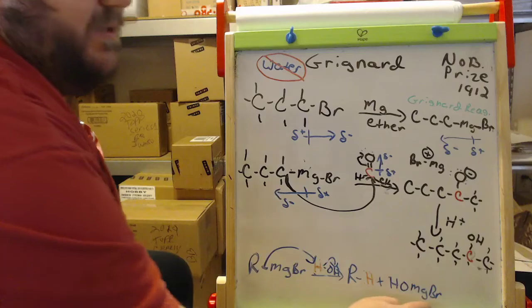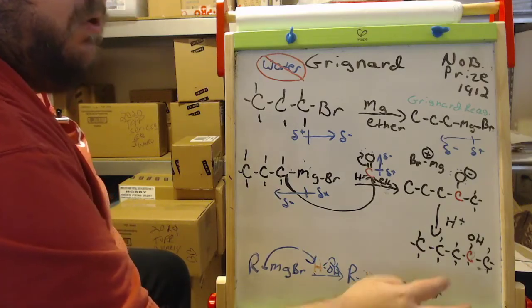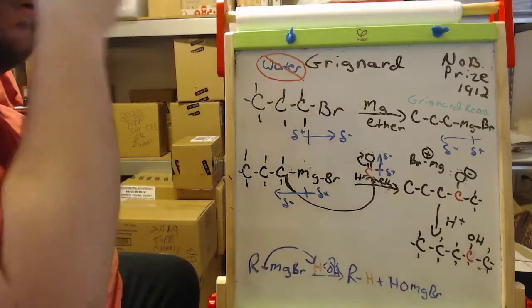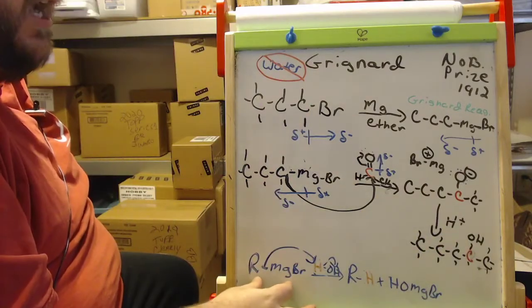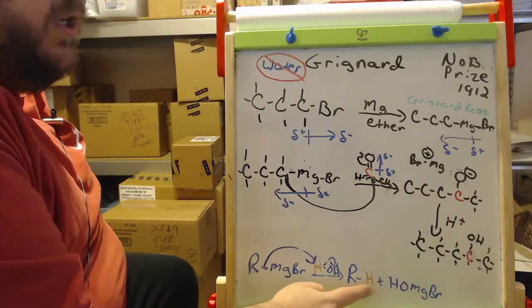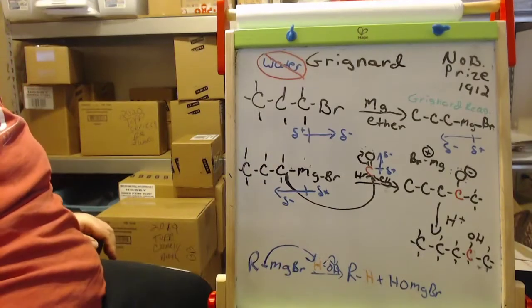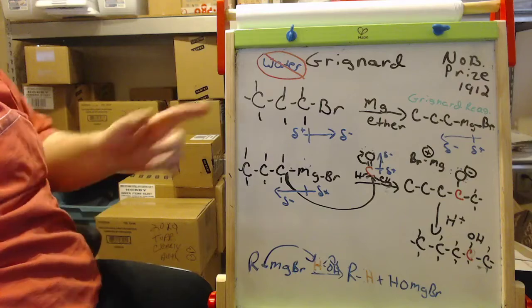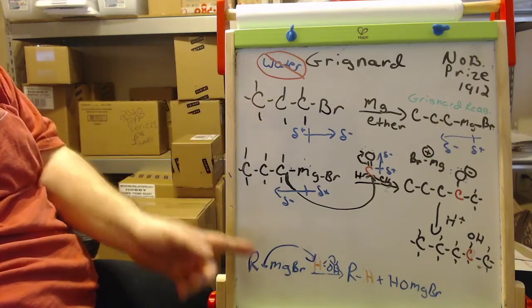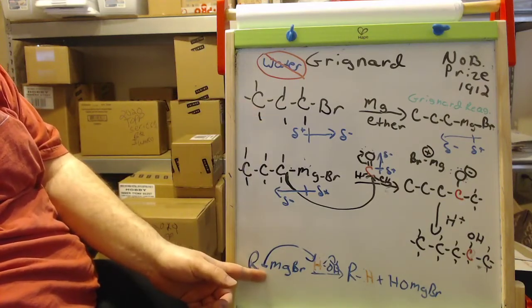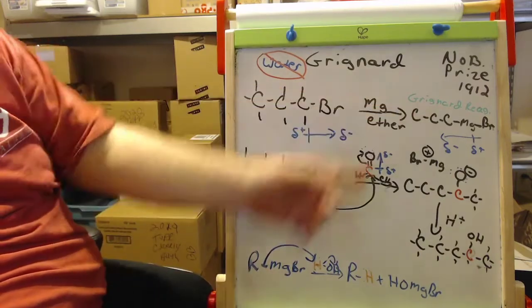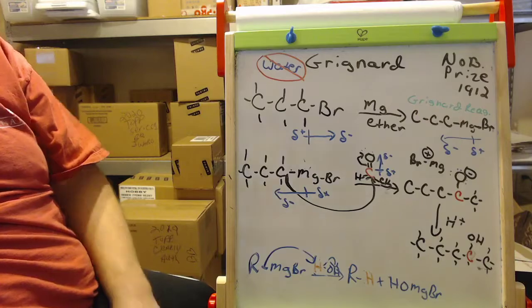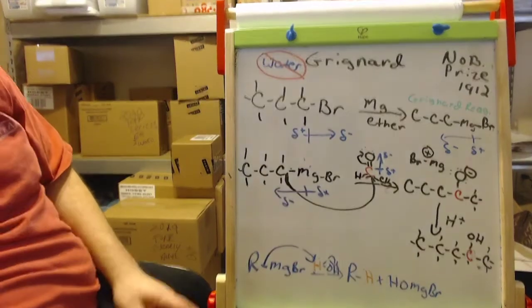We make this product over here, magnesium bromide hydroxide, however you want to pronounce that. It's garbage. It doesn't do anything. And we basically take our Grignard reagent and turn it into an alkane. So I guess in theory, if you wanted to turn your alkyl halide back into the same carbon chain alkane, you could make a Grignard reagent, then treat it with a lot of water. But there's other ways to do that besides doing it that way.